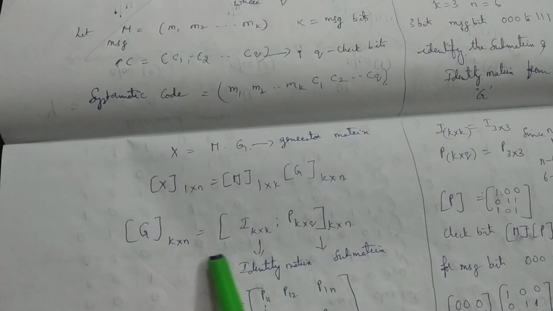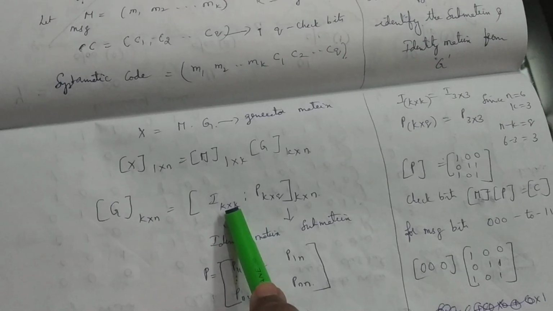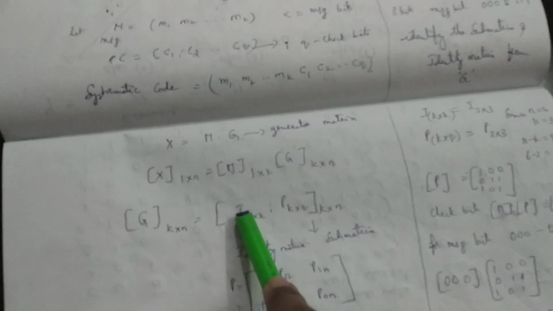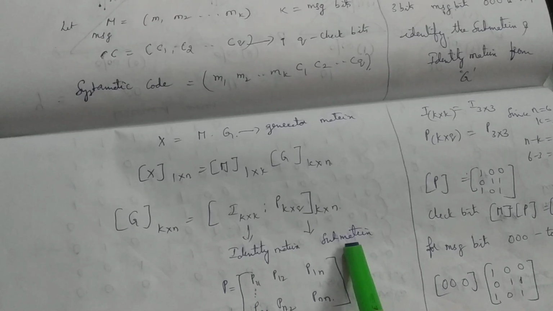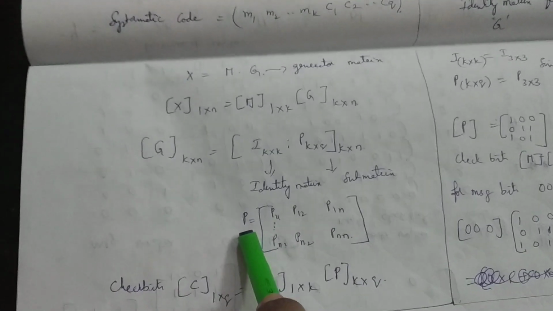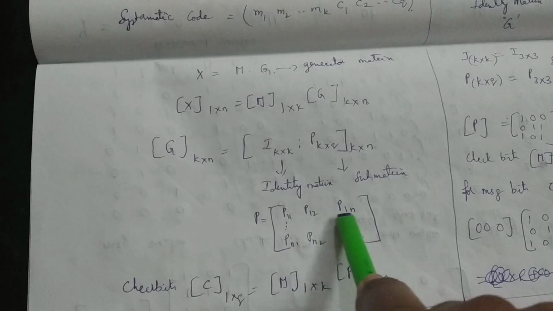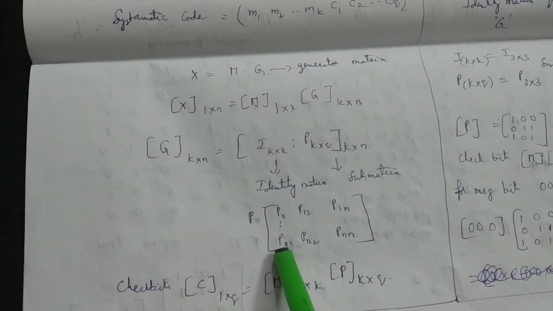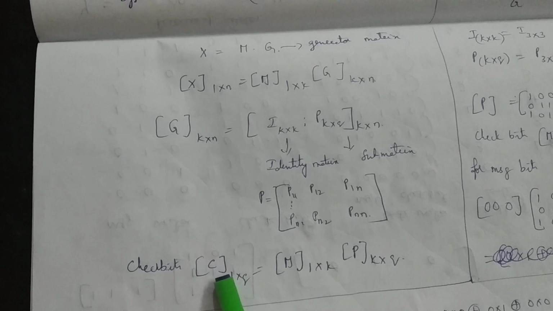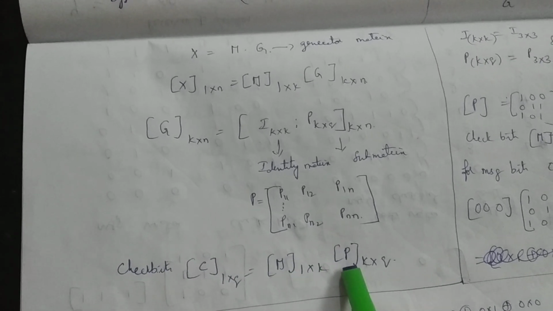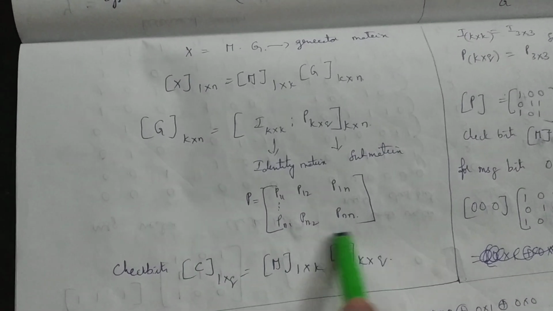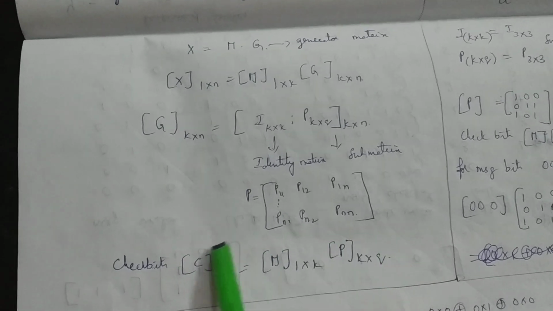Now see here, the generator matrix will be in the form of I and P. I is of the order k cross k and P is of the order k cross q, where I represents the identity matrix and P represents the submatrix. So totally the generator matrix is of the order k cross n. See the matrix of P: p11, p12 and so on up to p1q, and so on column wise up to pkq. The check bits, that is the redundancy bits, are calculated as the message matrix multiplied with your submatrix, C equals M times P. This is the formula for generating the check bits.